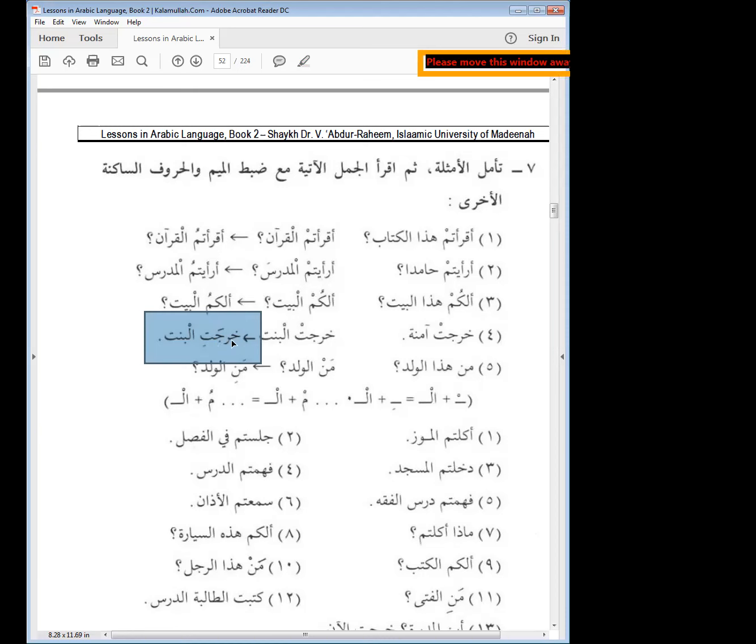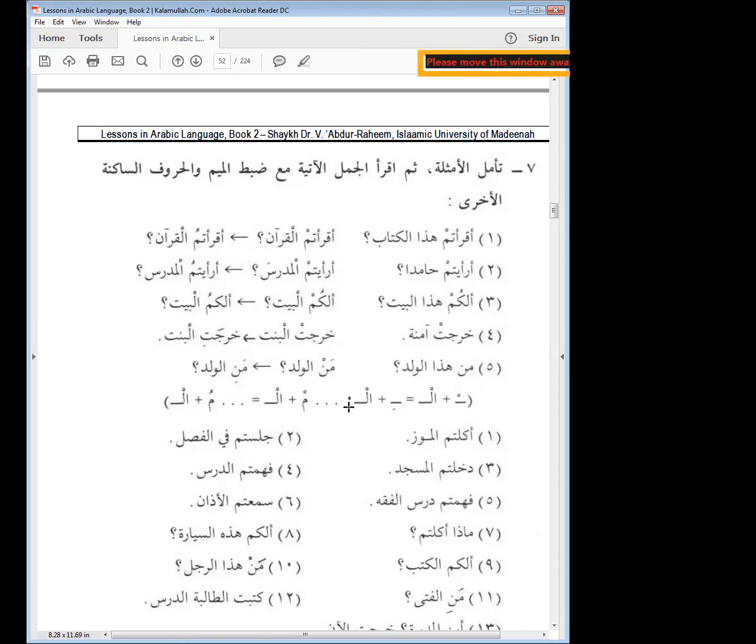Alright. If however we were saying you, feminine singular, we would have a sukun on this jim here. See this jim in the middle here? We would have a sukun on it. So it wouldn't be kharajati, it would be kharajti. Kharaj with a sukun on the jim, ti, kharajti. Alright.